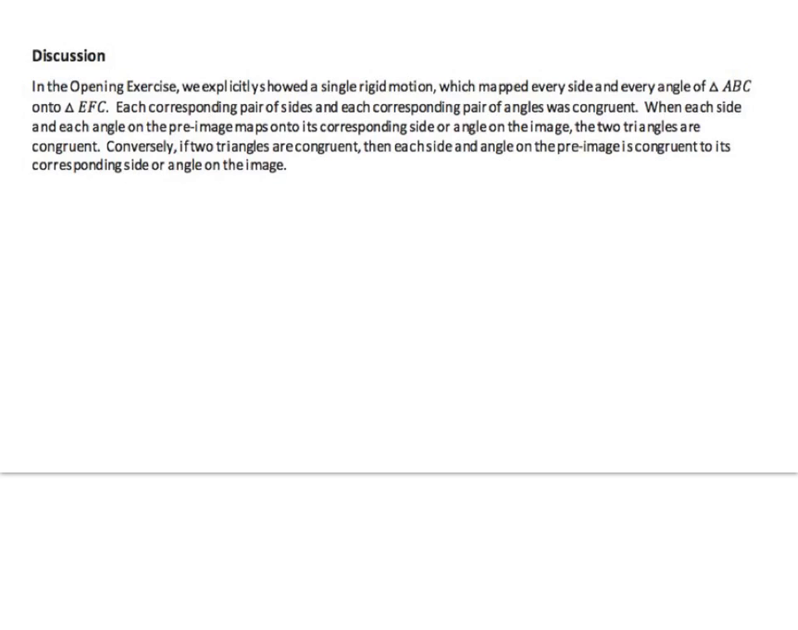In the opening exercise, we explicitly showed a single rigid motion which mapped every side and every angle of triangle ABC onto triangle EFC. Each corresponding pair of sides and each corresponding pair of angles was congruent. When each side and each angle on the pre-image maps onto its corresponding side or angle on the image, the two triangles are congruent. Conversely, if two triangles are congruent, then each side and angle on the pre-image is congruent to its corresponding side and angle on the image. Okay, that's what we're talking about today.